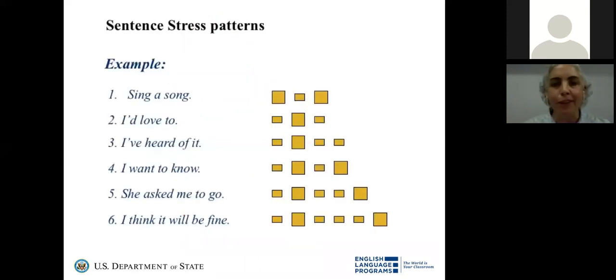A couple more examples. Sing a song. I'd love to. I've heard of it. I want to know. She asked me to go. I think it will be fine. And notice that the small squares there are all turning to a schwa. They're all becoming a schwa sound.